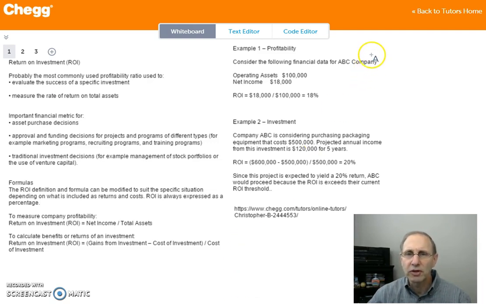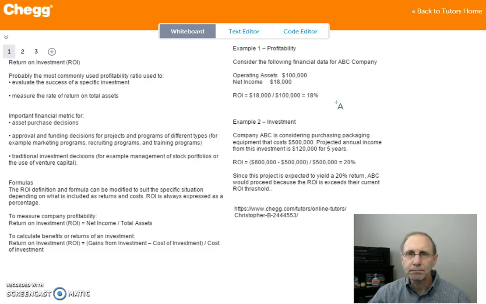First, let's look at example one, which would calculate ROI with regards to profitability. Let's consider the following financial data for ABC Company. They have operating assets of $100,000 and net income of $18,000. So to calculate ROI, we're going to simply divide the $18,000 by $100,000, which gives us an 18% return on investment.